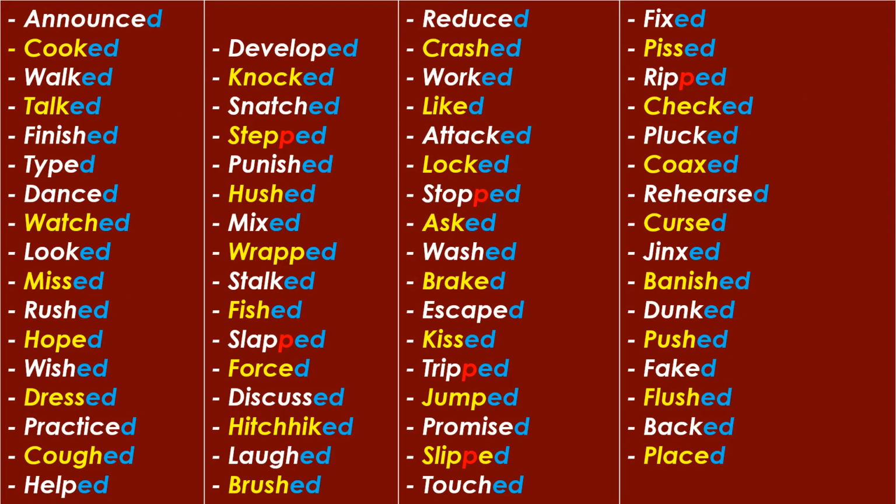I've actually prepared this list of regular verbs ending in ed, which is pronounced as a t sound. And actually, there are a lot of verbs.